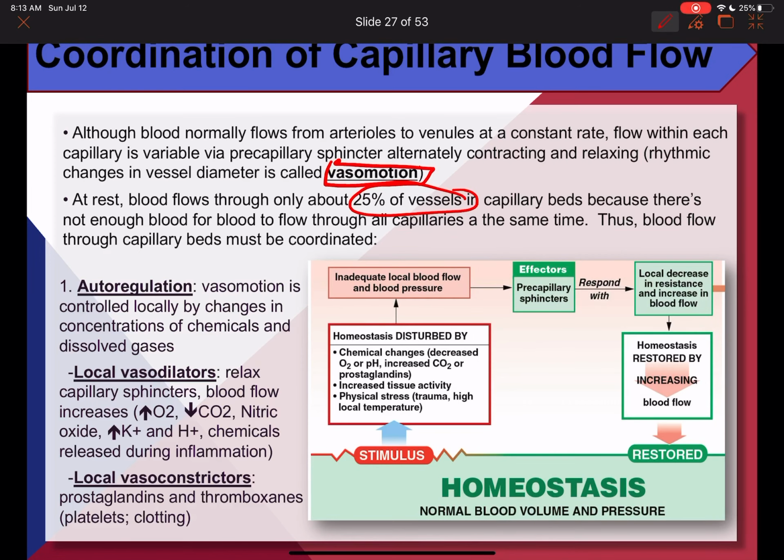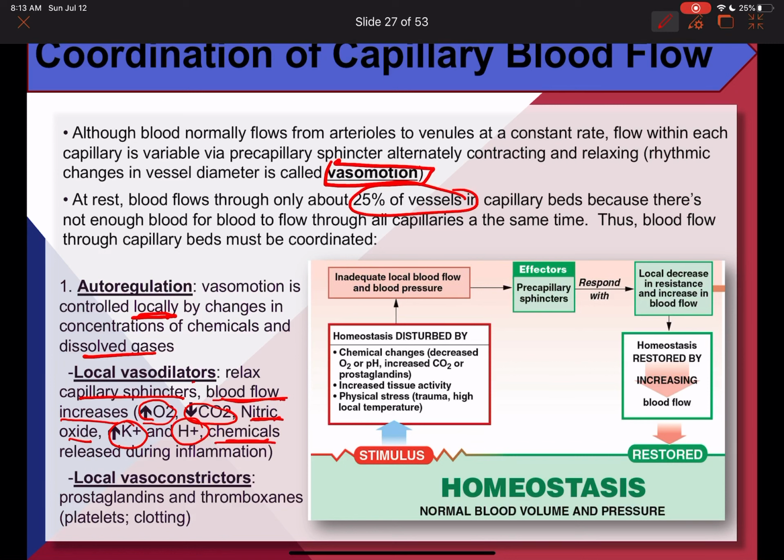All right, so autoregulation is when vasomotion is controlled locally, by changes in the concentration of chemicals and dissolved gases. So there are local vasodilators that will relax capillary sphincters, which will then allow blood flow to increase within that area. So when vasodilators are released into the capillaries, they will increase oxygen flow, decrease CO2, nitric oxide will be released, and higher potassium ion and hydrogen ion. These are chemicals that are also released.